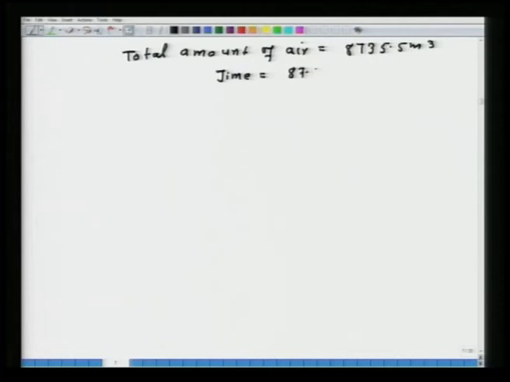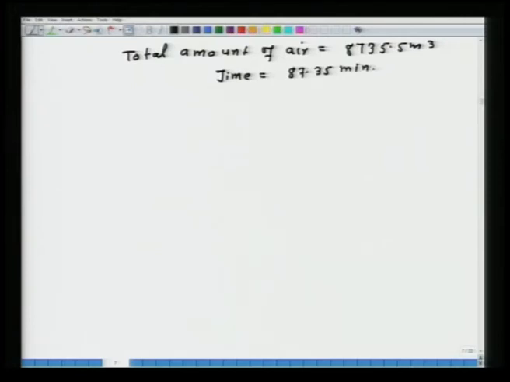I hope you can do all this calculation, because this type of calculation has been done earlier. So, I will just write down here the total amount of air required for the coating as well as the slag formation stage, which comes out to be 8735.5 meter cube, and the time would be 87.35 minutes, because we are given the rate of blowing.